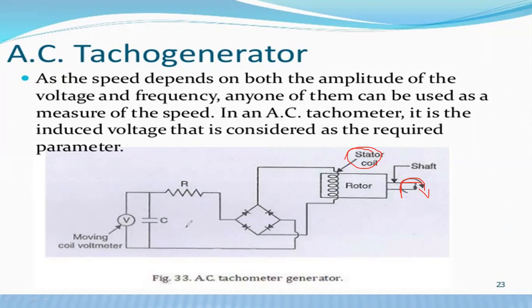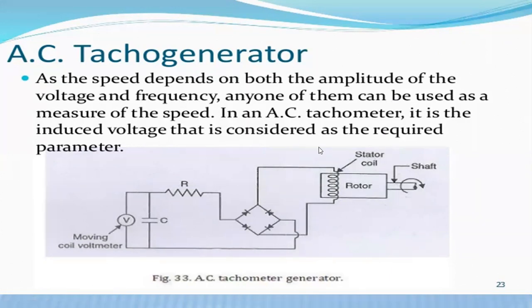So this is the overall construction of the AC tacho generator. As for the working, you can see the speed depends on both the amplitude of the voltage and the frequency. The shaft speed is reflected by the amplitude of the voltage and frequency developed in this AC tacho generator. That's why the speed can be calculated. We can calculate the voltage and frequency of this AC tacho generator, and any one of them can be used as a measure of the speed.